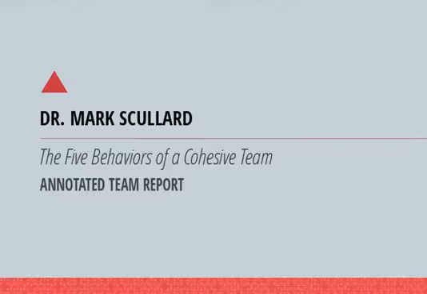Okay, and then the annotated team report has an appendix at the back that participants don't get. This is handy because it shows each of the 20 items ranked from highest to lowest. And it also includes the average normative data for each item. That is to say, how are other teams typically responding to this item?